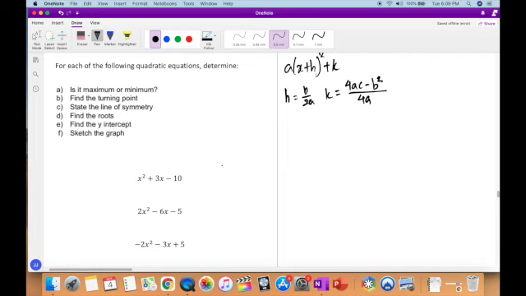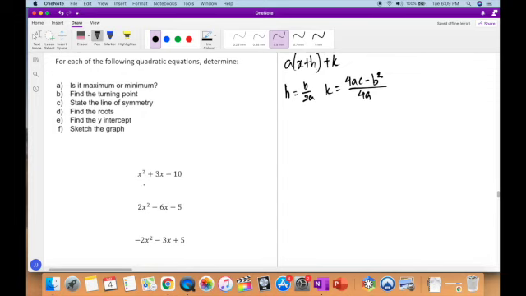So for each of the following quadratic equations, determine, is it a maximum or a minimum? I could see here, these first two are minimum because A is positive. A is positive here, so this is another minimum. A is negative here, so this one is a maximum. Find the turning point, state the line of symmetry, find the roots, find the y-intercept, sketch the graph.